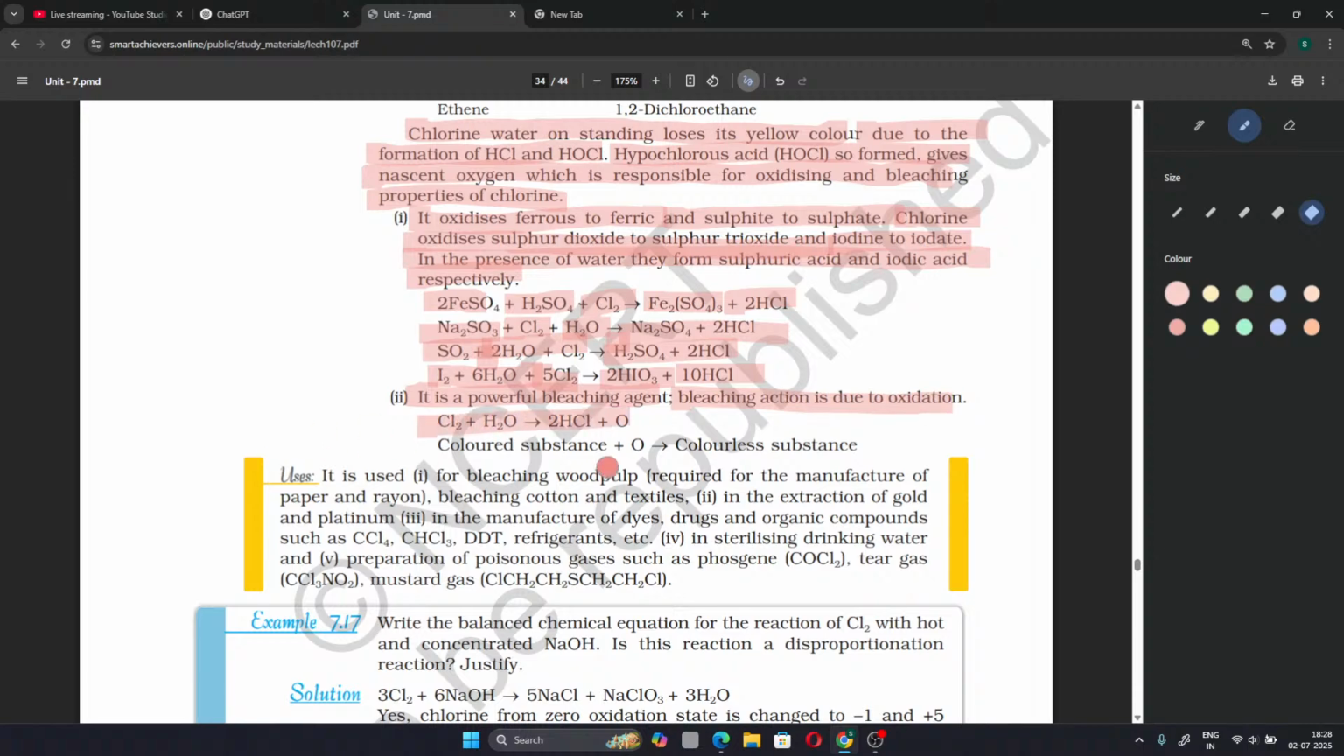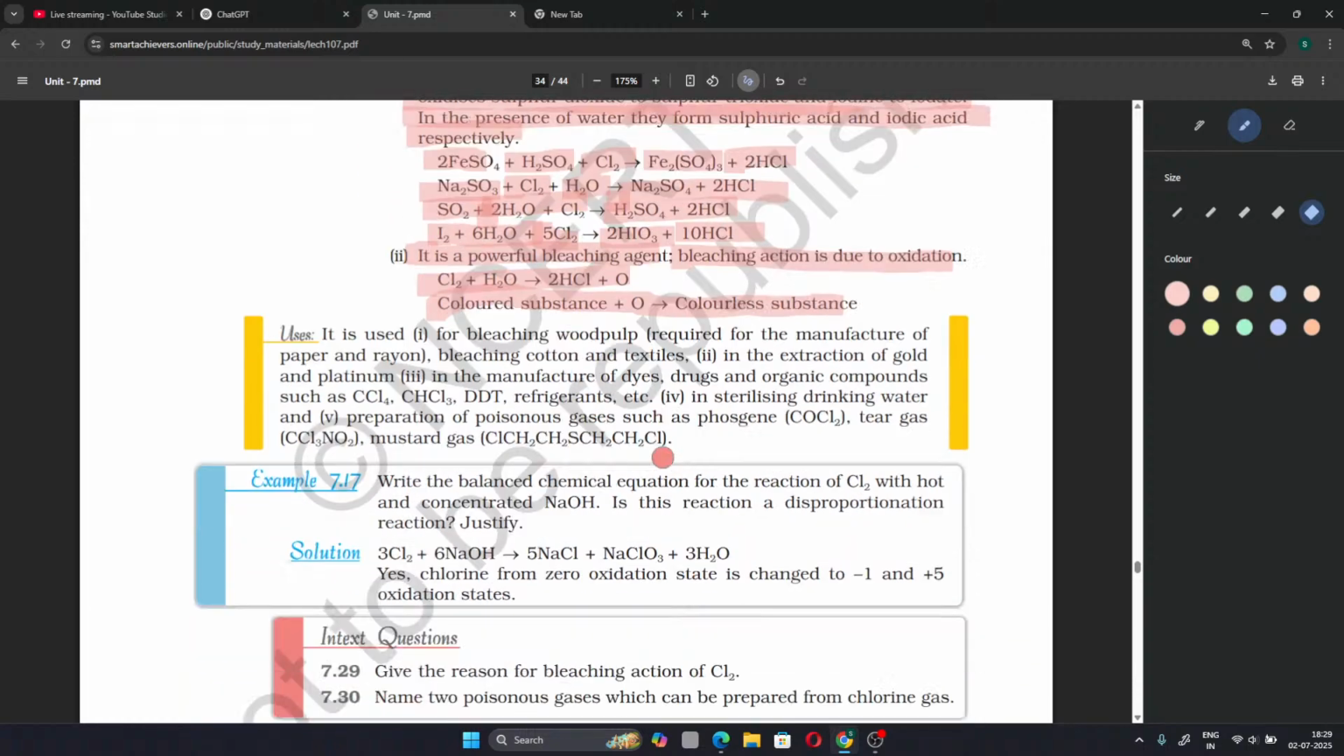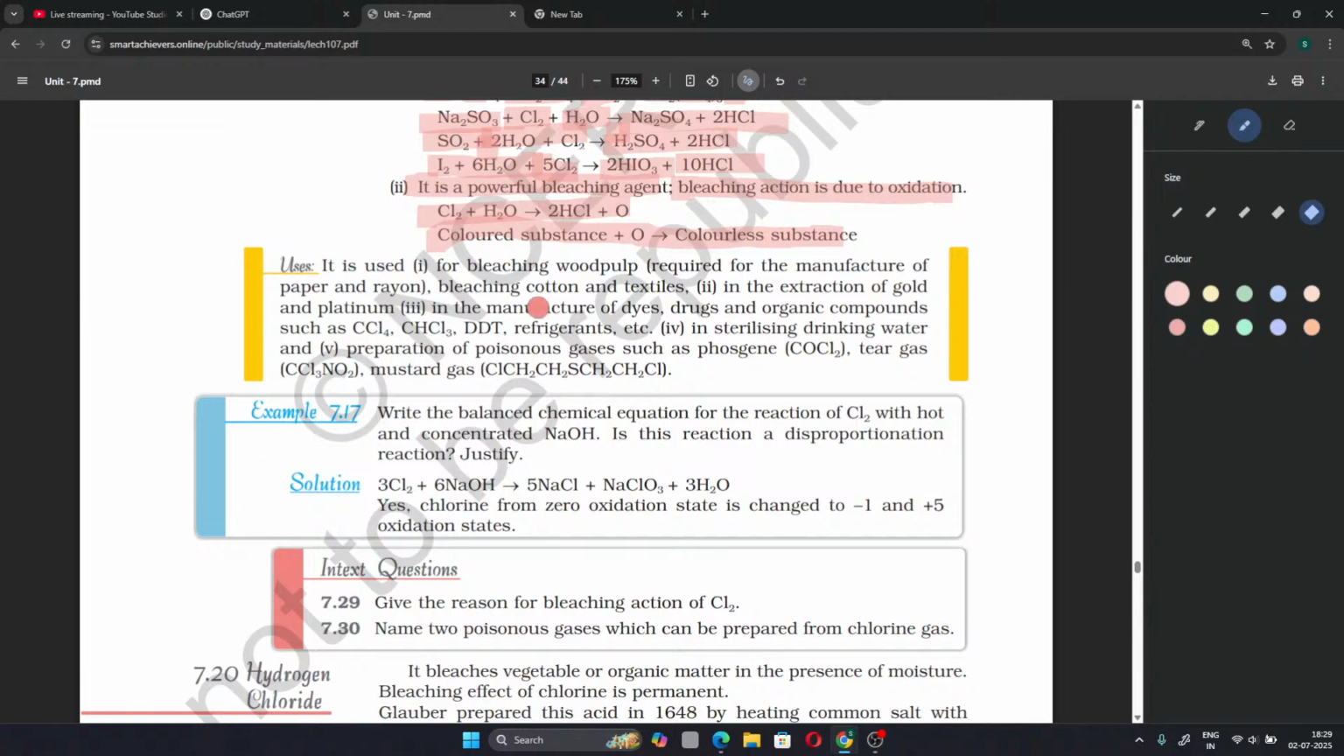Chlorine plus H2O gives 2HCl plus oxygen. Colored substance plus O gives colorless substance. Due to this oxidation, it has a strong bleaching action.